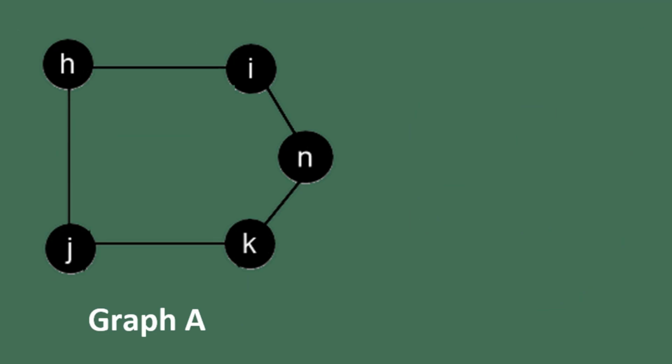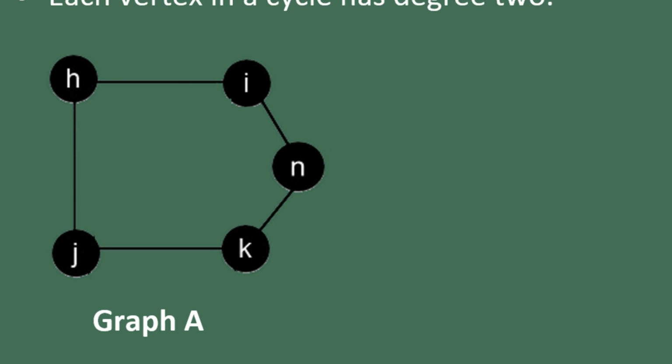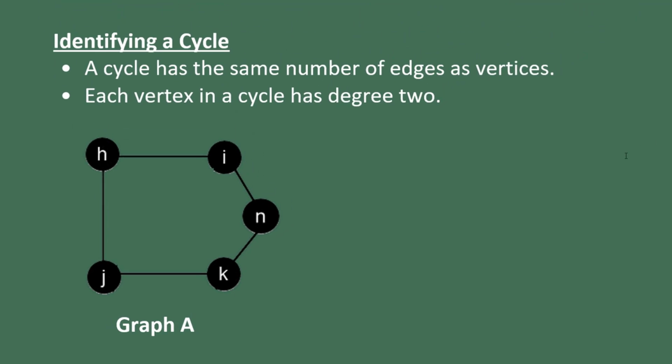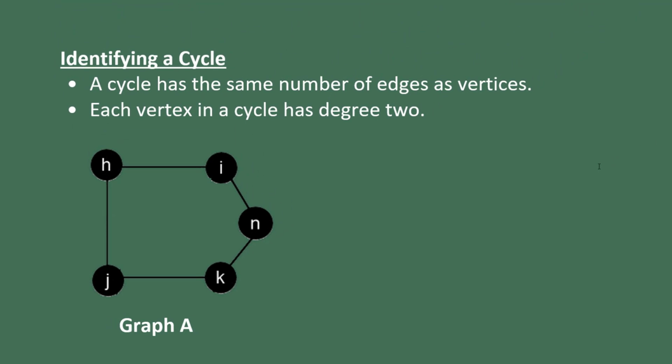When we're trying to determine if a graph is a cycle, it's not always very obvious depending on how the graph is drawn. One way to check if you have a cycle is to analyze the graph to see if it has 2 characteristics. 2 characteristics that all cycles have are that the cycle has the same number of edges as vertices, and each vertex in a cycle has degree 2.